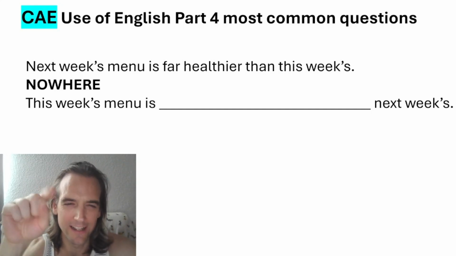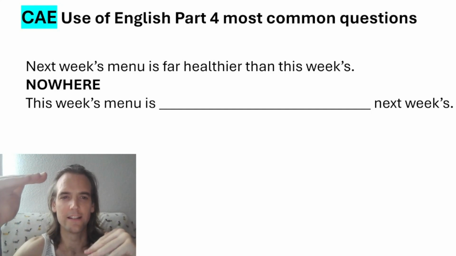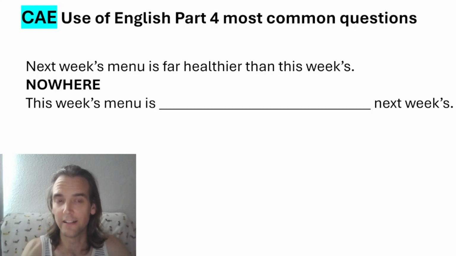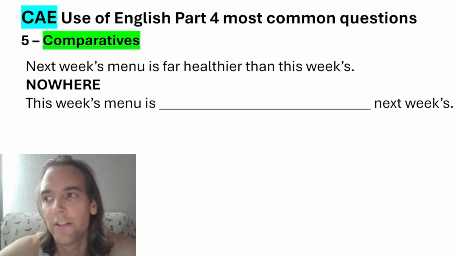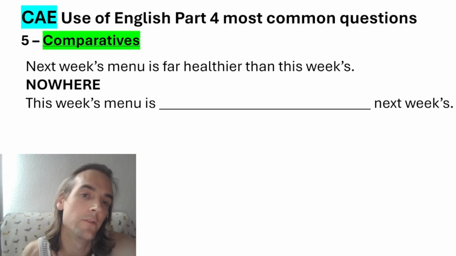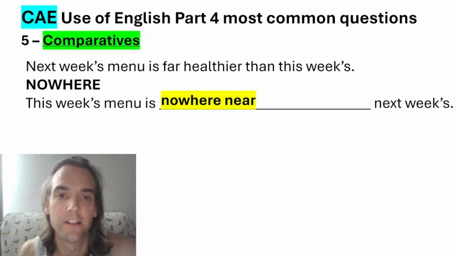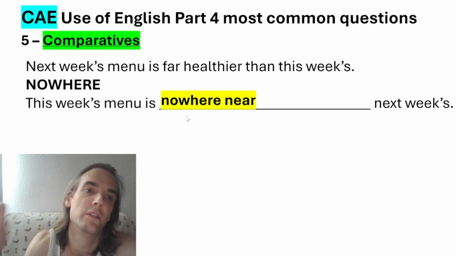Think about the logic. Next week is far healthier. This week's is something with nowhere near. It is another comparative. It's C1, so it's a little bit more difficult. They won't just make you say bigger than, smaller than. They'll make you say, for example, nowhere near, which is a way of emphasizing, like far healthier means much more. Nowhere near means much less.